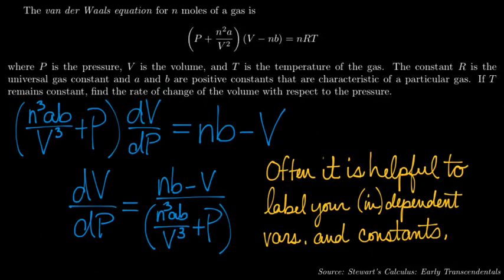The moral of the story is it's often helpful to explicitly label your independent and dependent variables and constants. Make a list in the margins, and it will help you keep your problems straight.